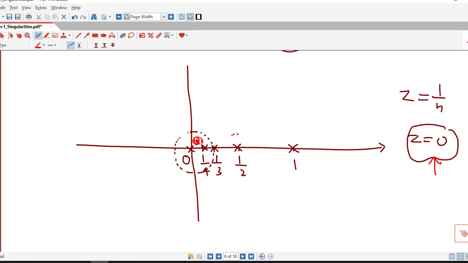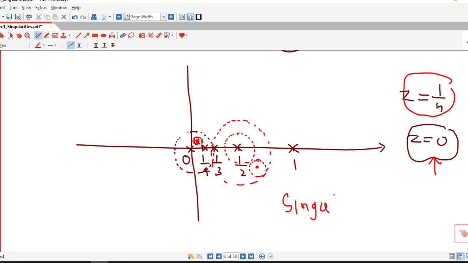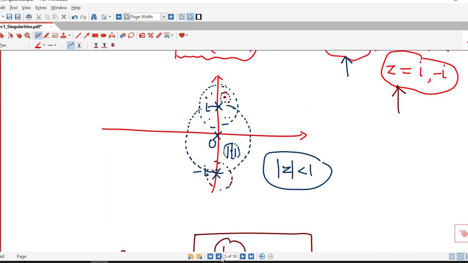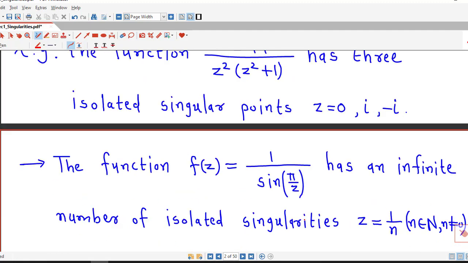Similarly, we can check for this point also, z equal to 1 by 2. Here also the same logic. If we consider any neighborhood of z equal to 1 by 2, we will always find at least one point in that neighborhood at which the function is analytic. So all these, z equal to 1 by n and z equal to 0, are nothing but singularities of the given function, which is 1 over sin pi over z. So this is the meaning of singularities.